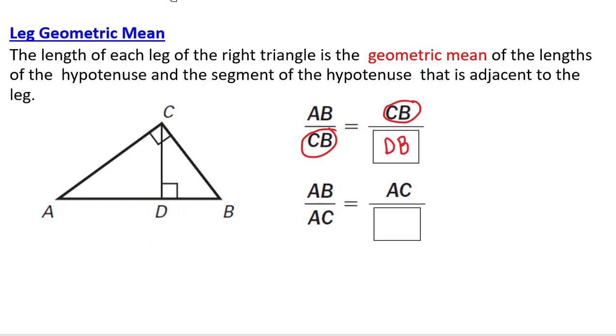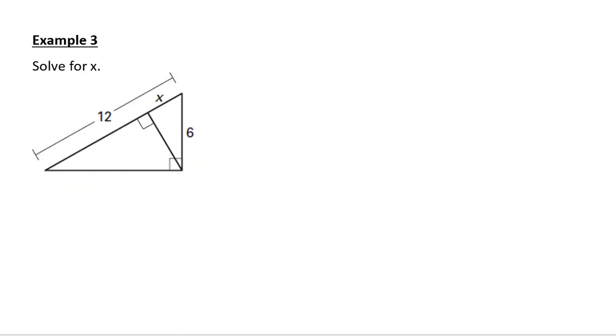So now let's look at the other leg. I have another leg over here. That leg is the geometric mean, so that's why it's in the mean spots, between the whole hypotenuse and just this little piece of my hypotenuse. So you need to know both of those equations.